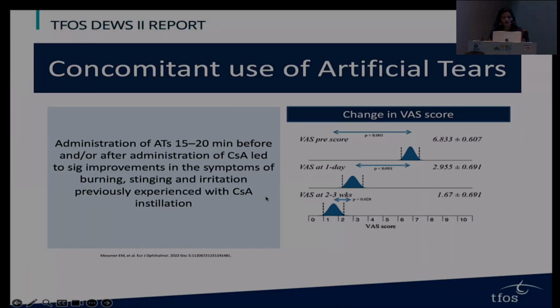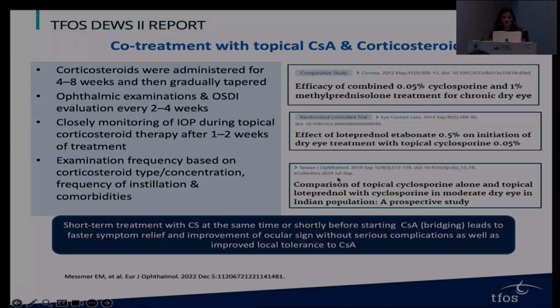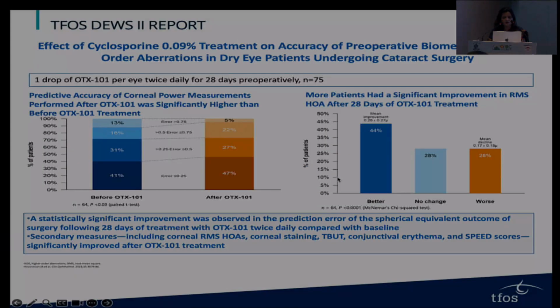Concomitantly, of course, you can use artificial tears, and it alleviates the symptoms and improves burning, stinging and irritation on cyclosporine A instillation. Concomitantly, you can also use topical steroids, as has been highlighted in these studies, and it was found that they do have a synergistic action. So it is safe to combine it with topical steroids as well.